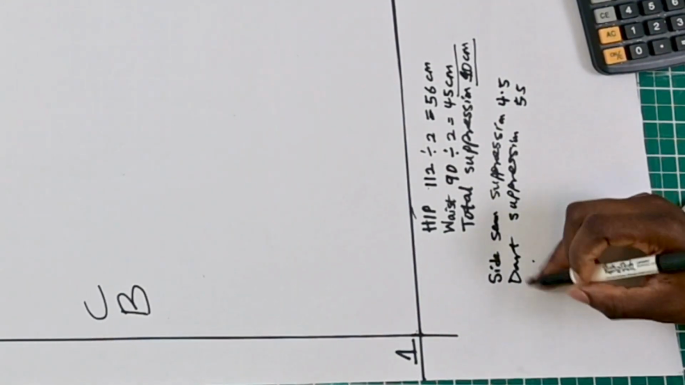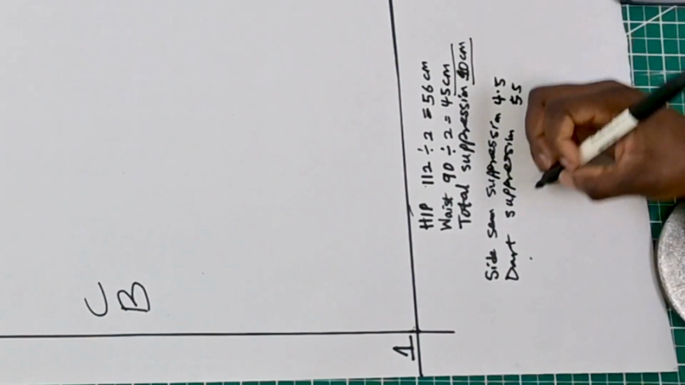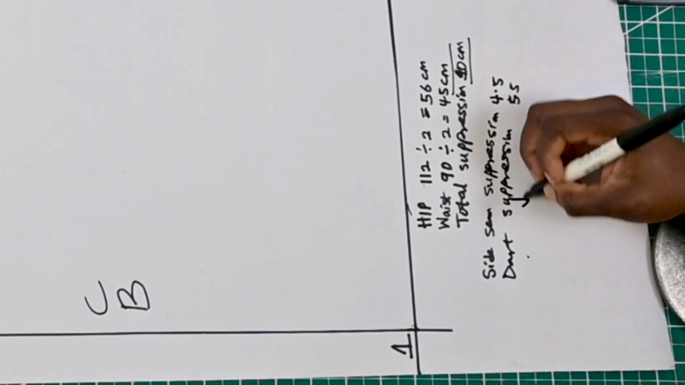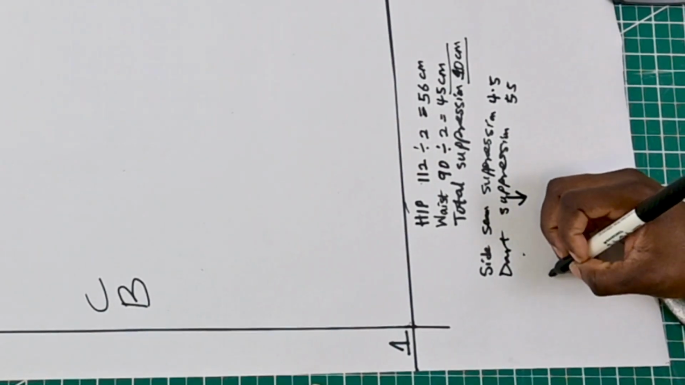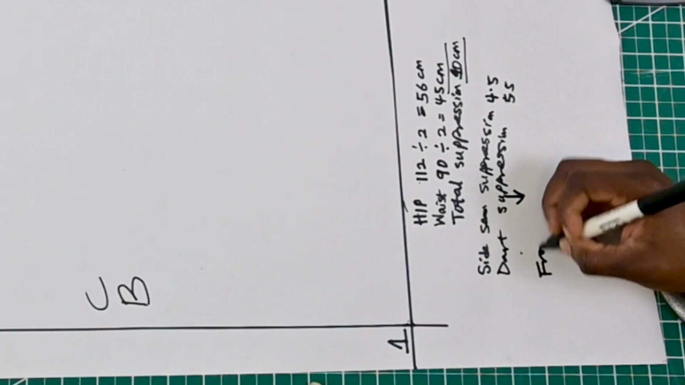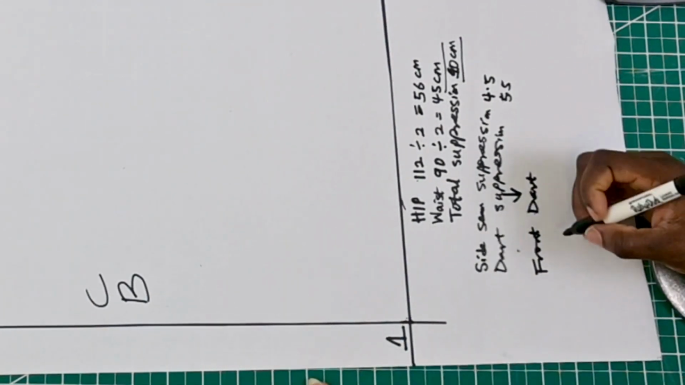Now we need to divide this dart suppression, just the dart suppression. Let's do this. We need to divide this dart suppression into our front dart and our back dart.